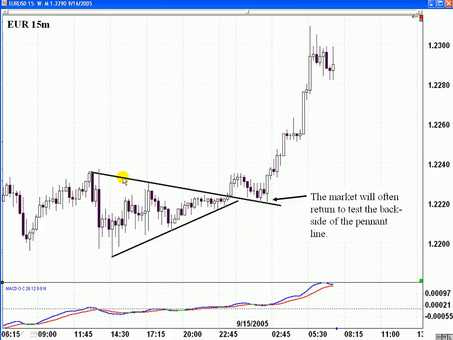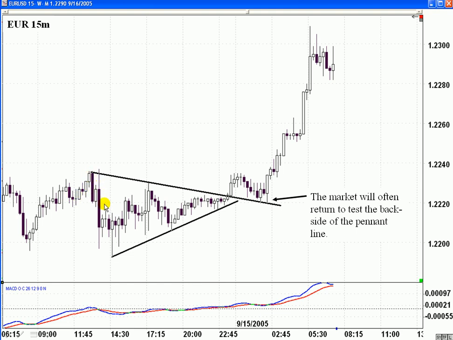I'm just going to run you through some basic examples here. It's fairly simplistic, but you will see these almost on a daily basis. But you'll see them not only on a daily or intraday basis, but you'll also see them extended through periods as large as one full year. A currency can move into a pennant formation.